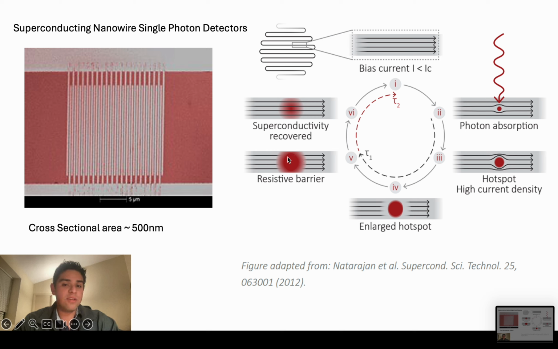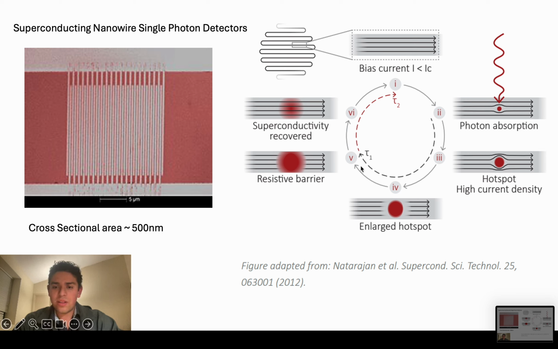Now, when we have this small resistive barrier, what that means is that when current is flowing through some portion that has some finite resistance, we can measure voltage across it. So eventually what we're going to see is that we can detect photons as voltage pulses at the output.